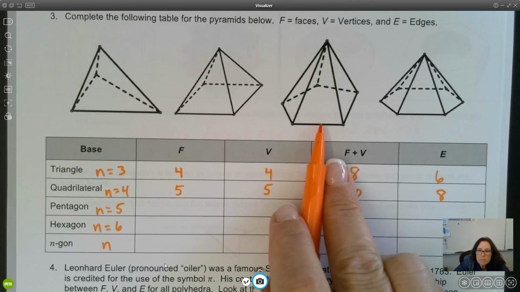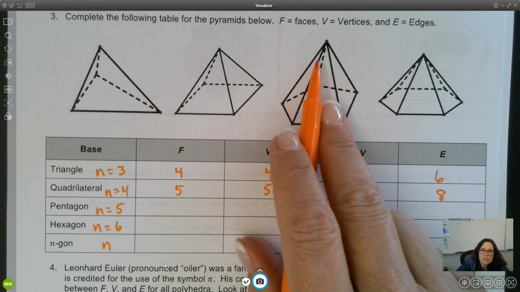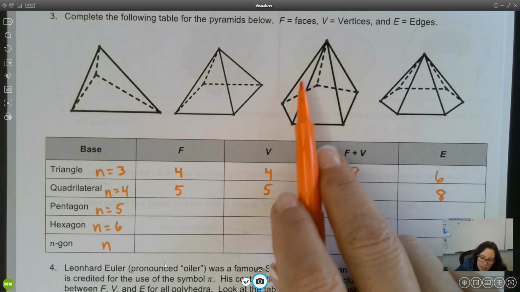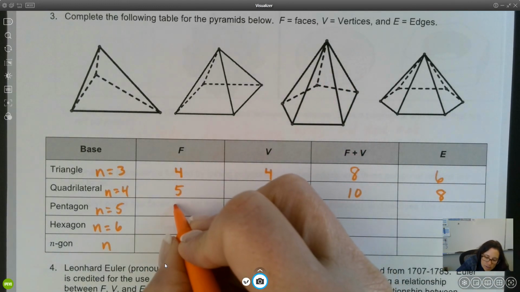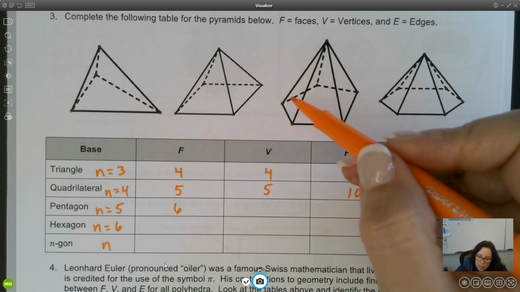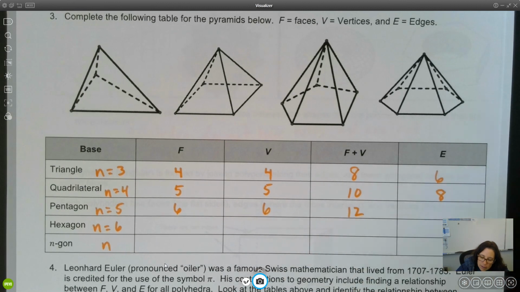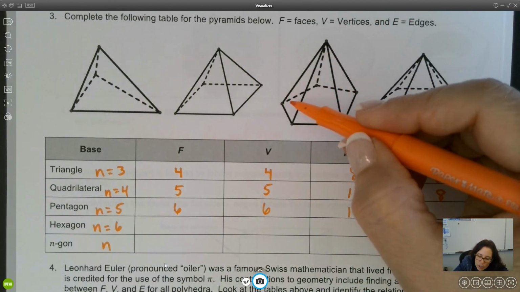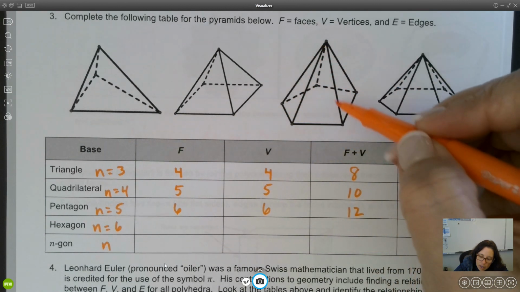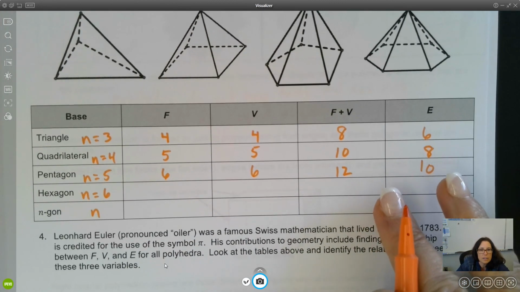Pentagon on the bottom, that's the base. Going up to a pyramid here, an apex. Okay, so we've got 1 pentagon on the bottom with 5 triangles around it, so that's a 6-faced figure. The vertices are going to be 1, 2, 3, 4, 5, 6. Add those together. The number of edges: 1, 2, 3, 4, 5, 6, 7, 8, 9, 10. Hopefully you're starting to see a pattern here.